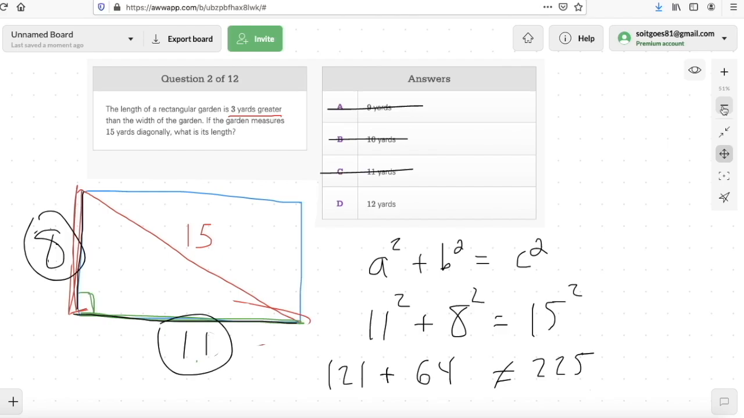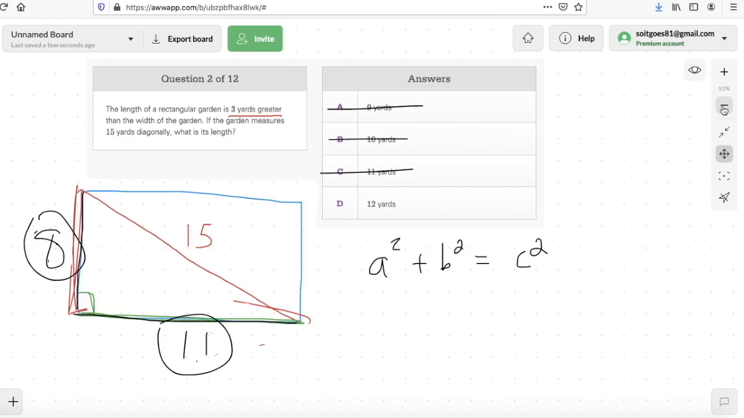I sure hope D works. I think it did the last time I worked this out. Let's try it. All right, so let's say the length is 12. What's the height or the width? The width. 9. 9, absolutely right. So it's 12 squared plus 9 squared. See, Pythagorean theorem's not too bad when you're plugging in the values, at least.